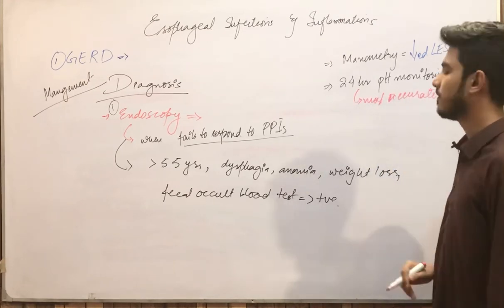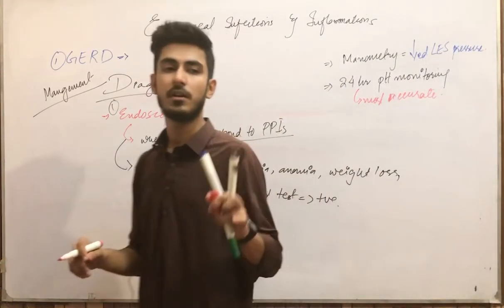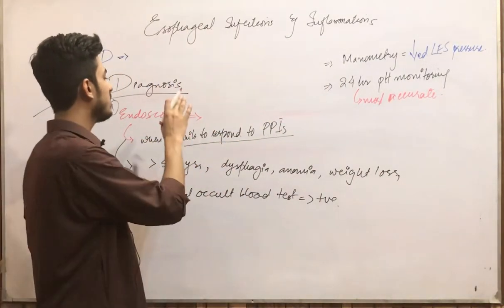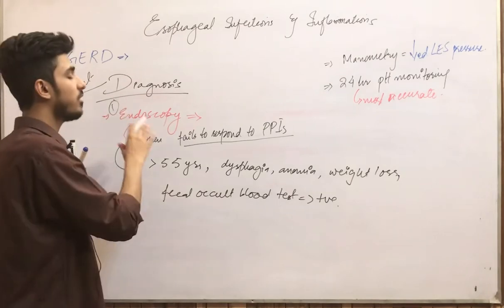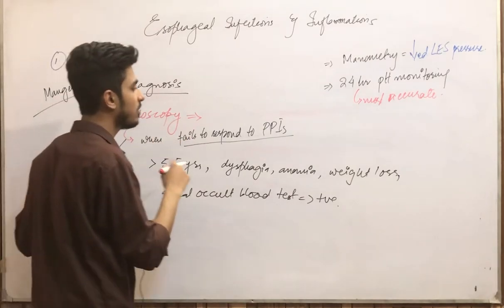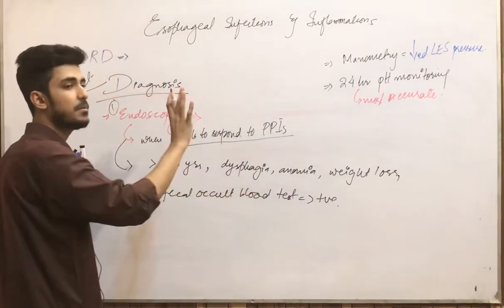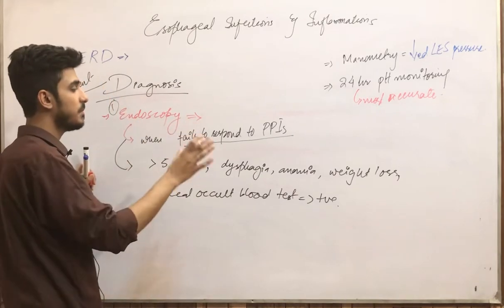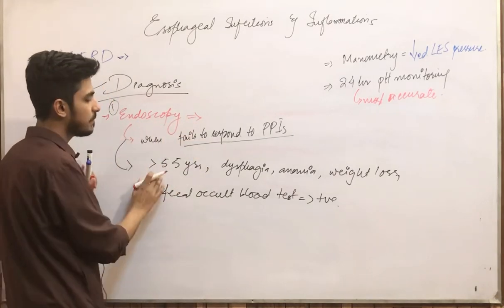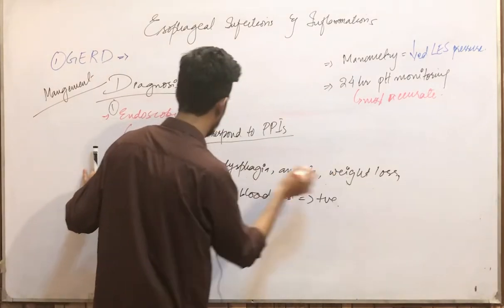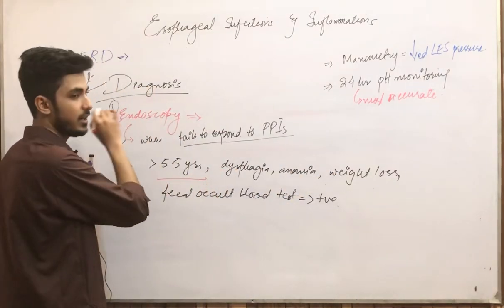Most accurate investigation: 24 hours pH monitoring. Clear? So this is your diagnostic, meaning the investigations that you will be carrying out. First of all, PPIs. If the patient is not responding to the PPI, you have to do the endoscopy. And if the patient has these features with this age, you have to do the endoscopy.